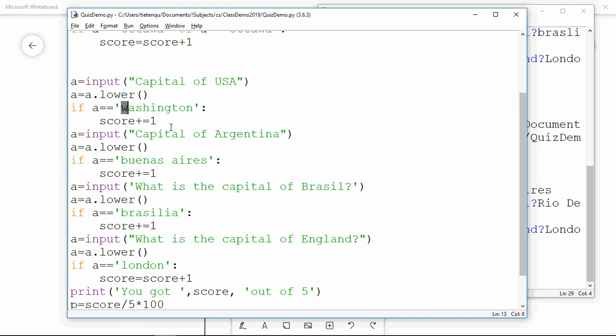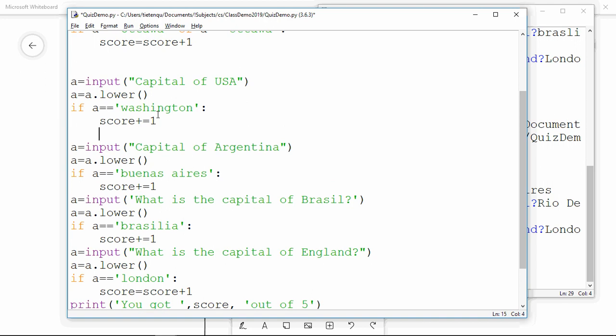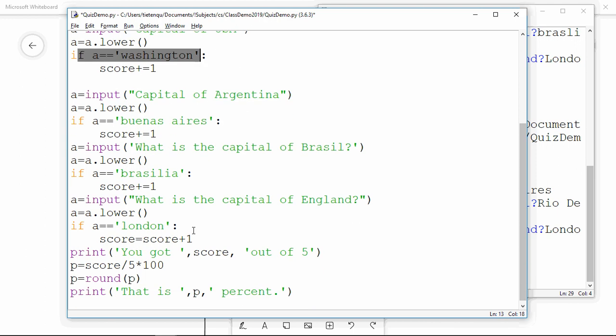Remember, you can add 1 to the score by saying score equals score plus 1 or score plus equals 1. Also notice I'm adding to the score on a line that has been indented. You indent that with a single tab, and that kind of binds that line of code to the if statement above it. So only if that statement is correct will it do that. And you can have multiple lines of indented code, all of which will only run if that condition is true.